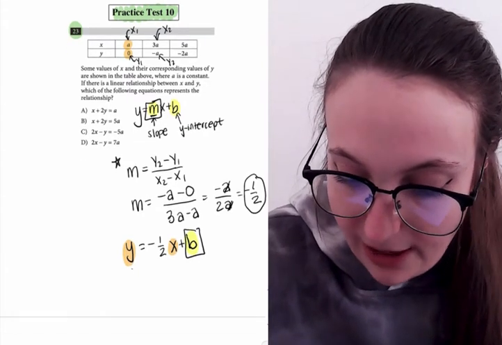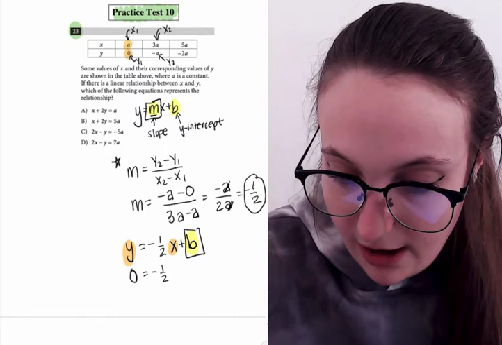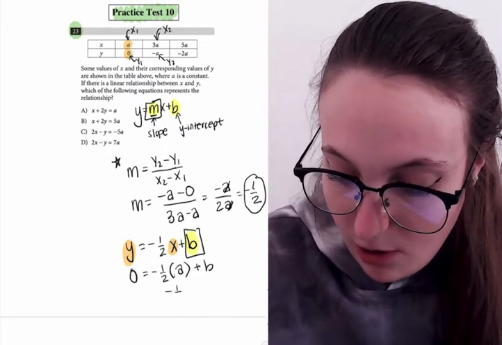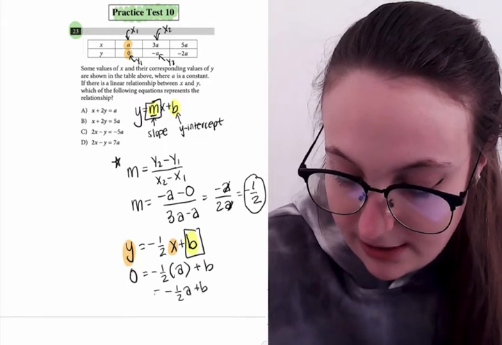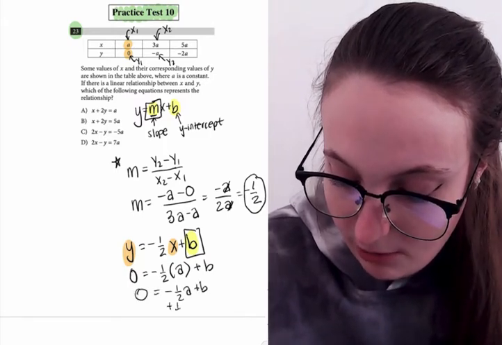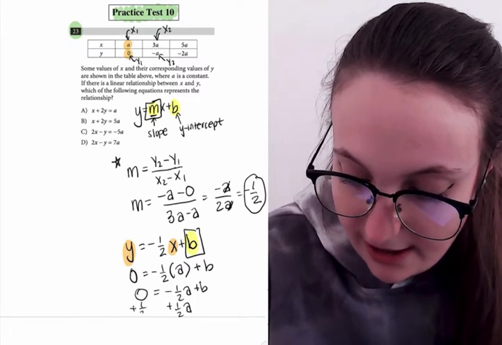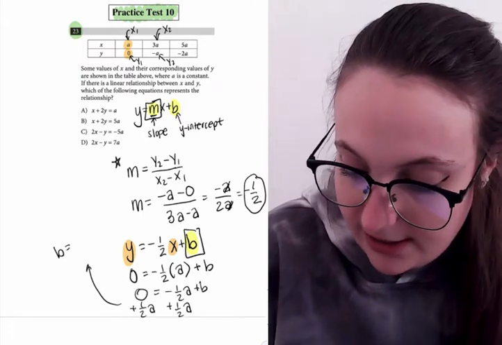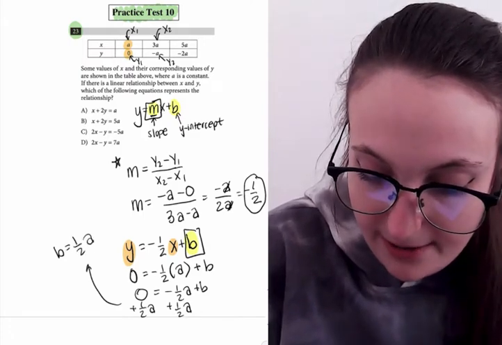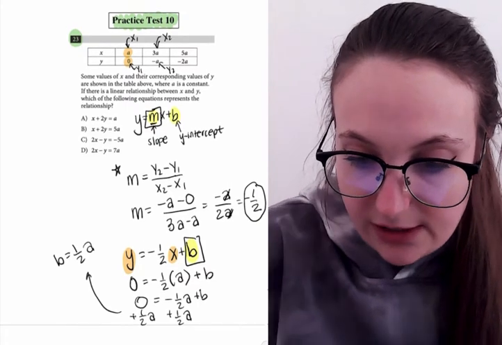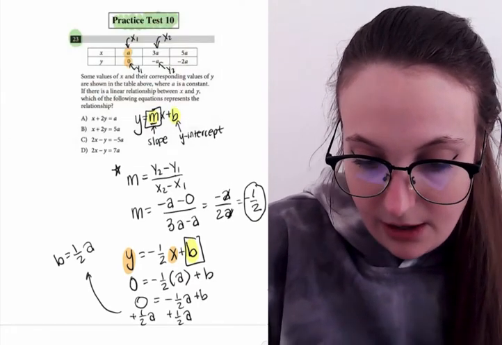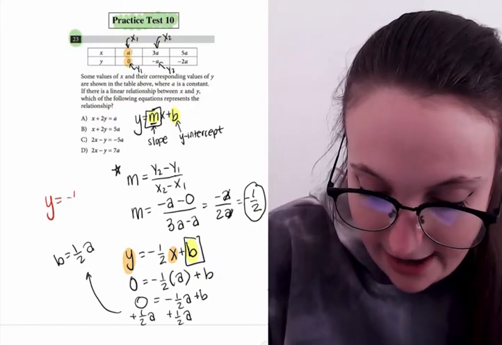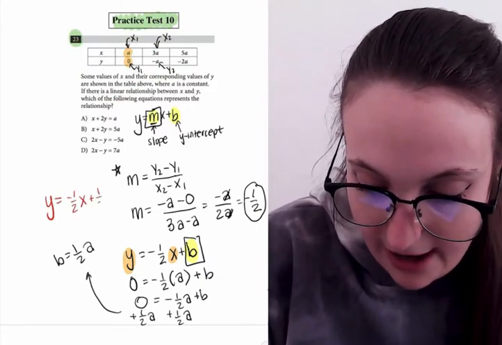So plugging in for y, we get 0 is equal to negative 1/2 a plus b. We get negative 1/2 a plus b is equal to 0. So I can add 1/2 a to both sides. And then we get that b, which again is our y-intercept, is equal to 1/2 a. All right, so the full equation of this line, I'm going to write it in red, is y is equal to negative 1/2 x plus 1/2 a.